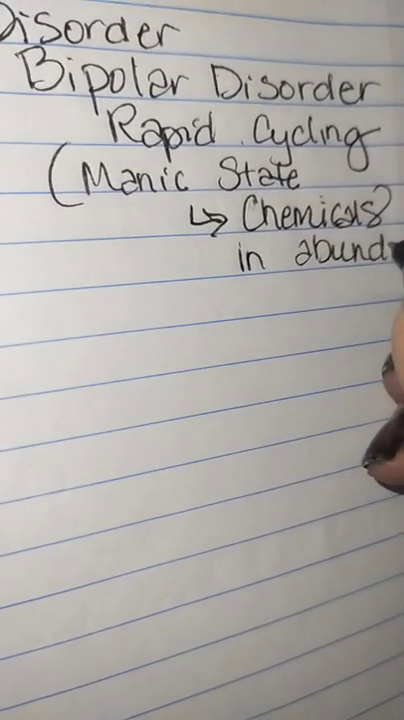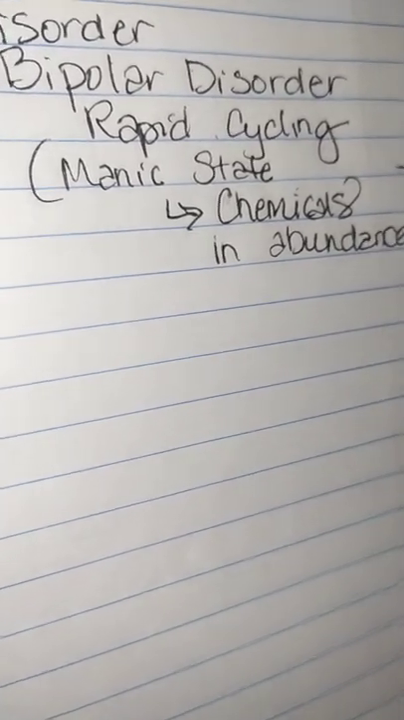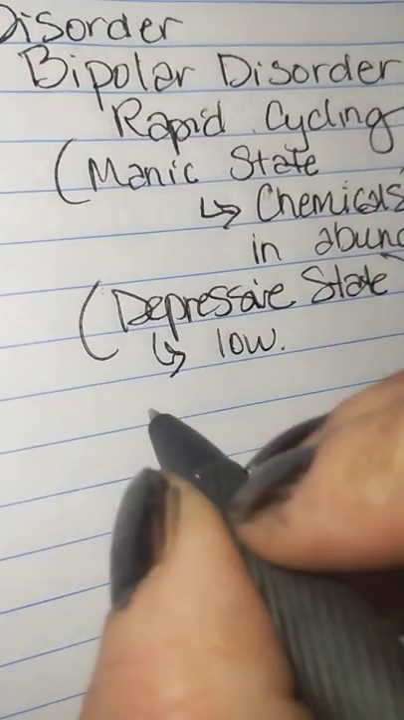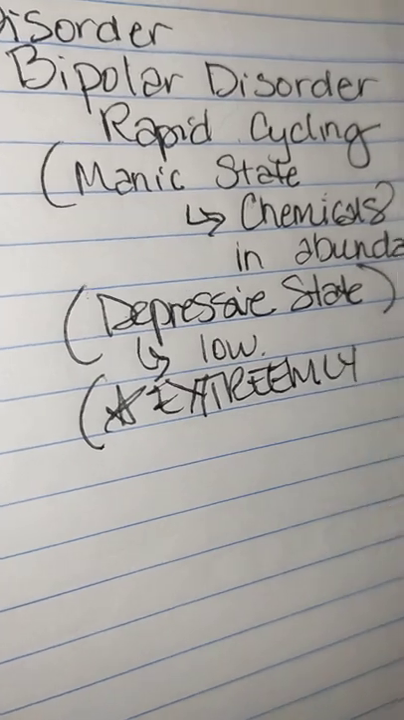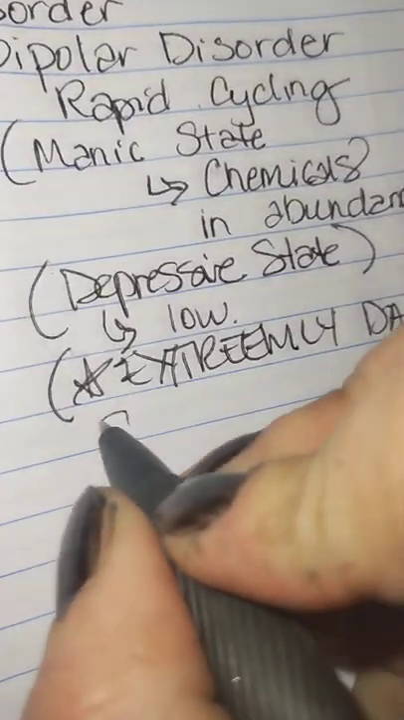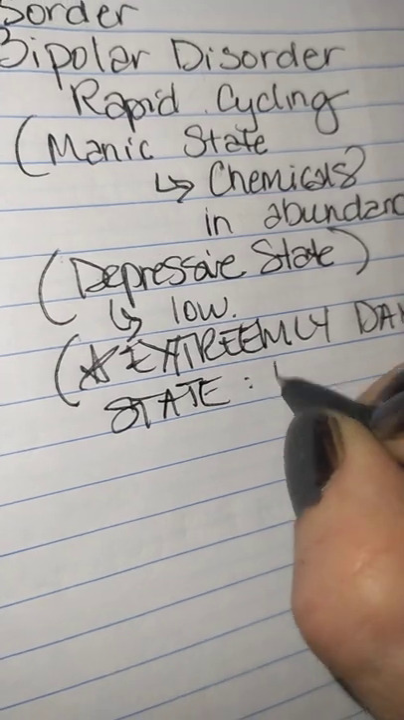which is when you have your chemicals in abundance. Okay? Or you can go through a depressive state, which is low. There's also an extremely dangerous state to be in called a mixed state.